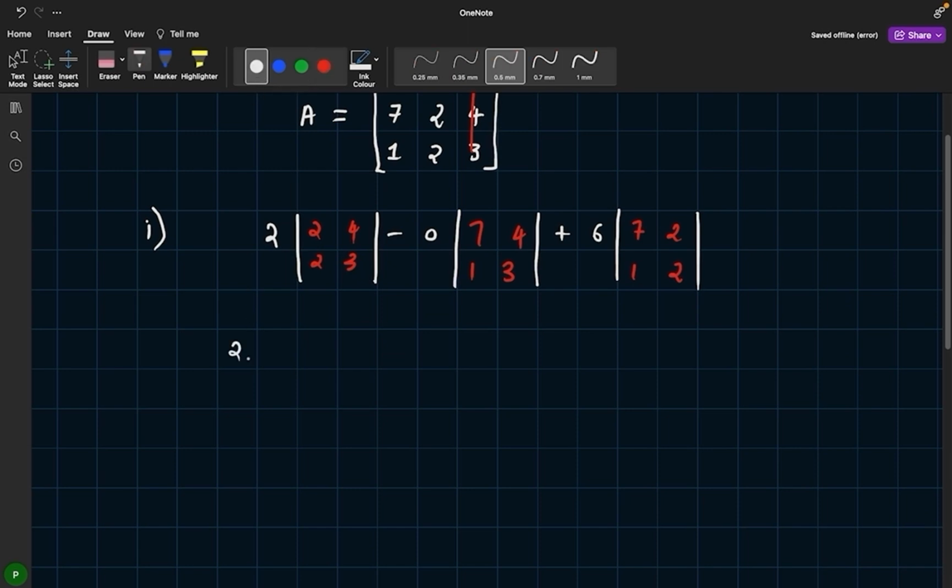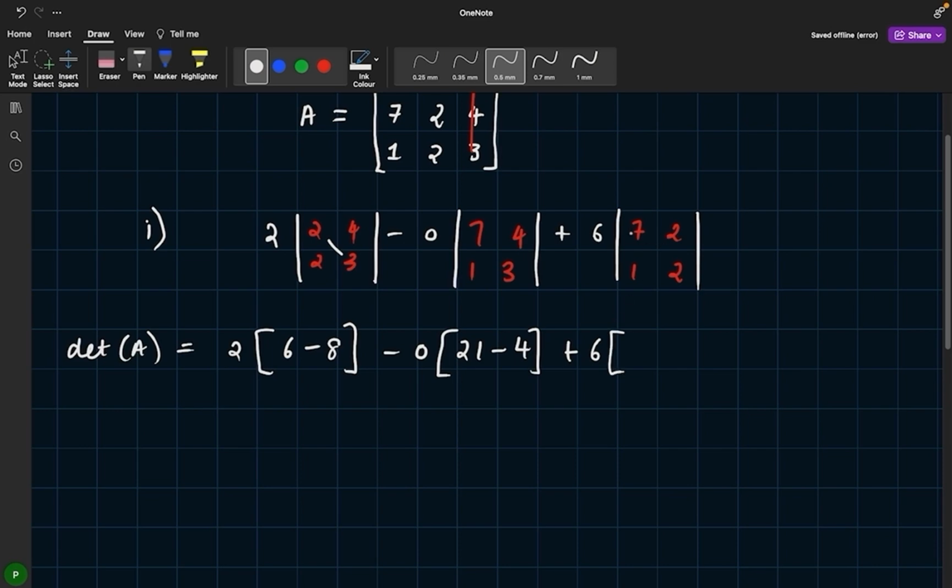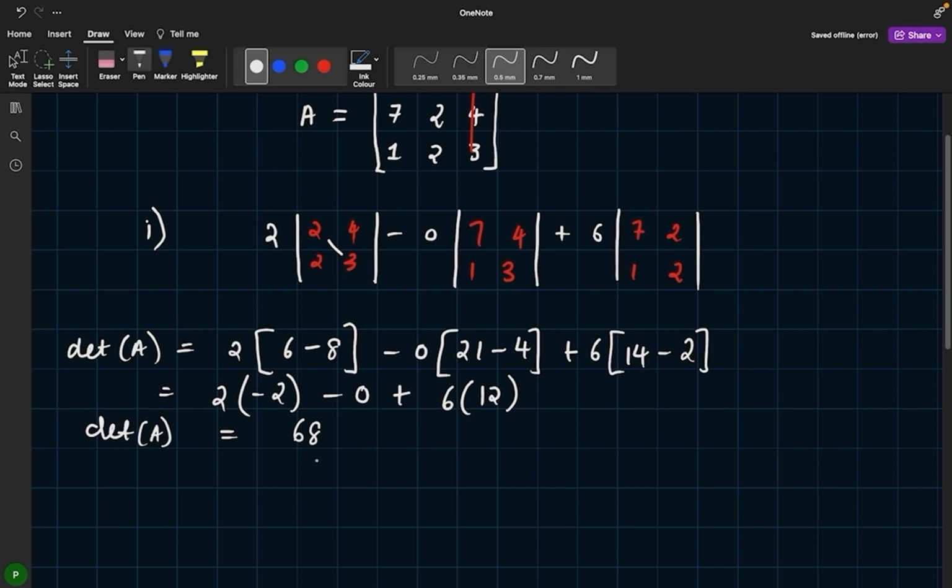Let's solve it. You know that's going to be, so the determinant of A is equal to 2 multiplied by 2 times 3, 6, minus 2 times 4, 8, minus 0 into 7 times 3, minus 1 times 4, plus 6, 7 times 2, 14, minus 2. This is going to equal 2 multiplied by negative 2, minus 0 into anything is just 0, plus 6 into 14 minus 2 is 12, and the answer is going to equal 68. And that is the determinant of this matrix.